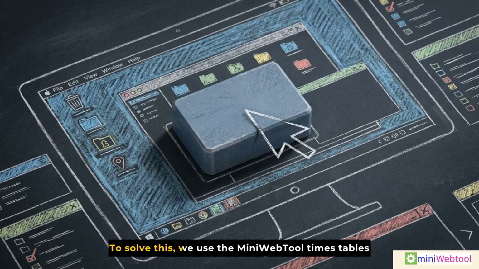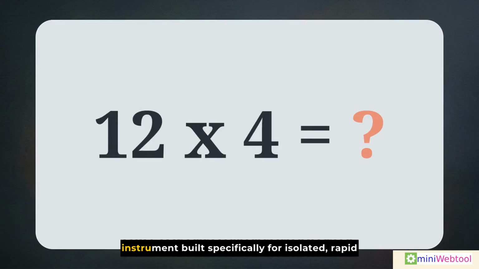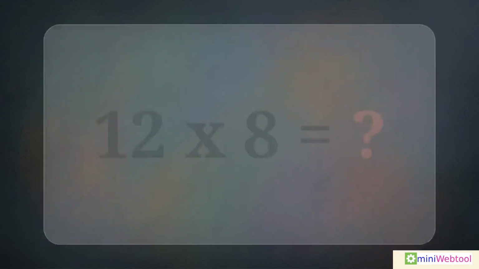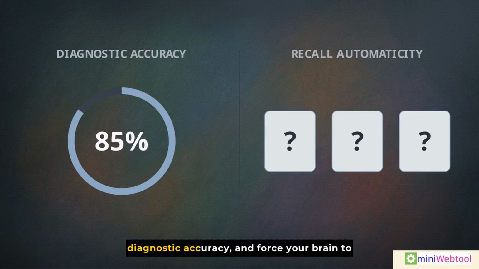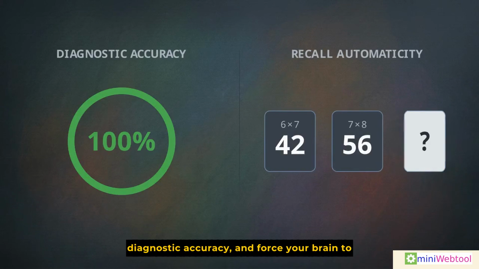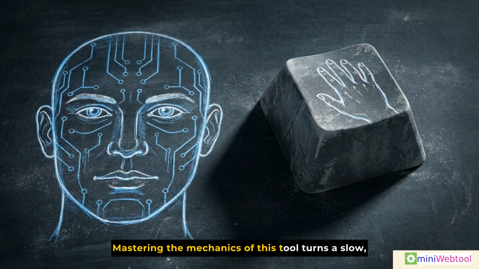To solve this, we use the MiniWebTool Times Tables Quiz. It is a highly specialized, free digital instrument built specifically for isolated, rapid-fire practice. By the end of this module, you will know exactly how to generate custom parameters, track your diagnostic accuracy, and force your brain to recall these numbers without hesitation. Mastering the mechanics of this tool turns a slow, deliberate calculation into an unbreakable reflex.